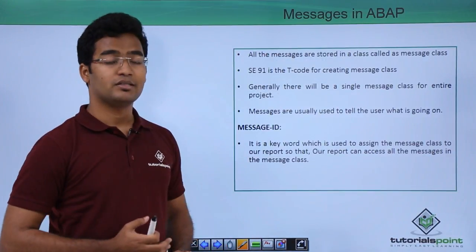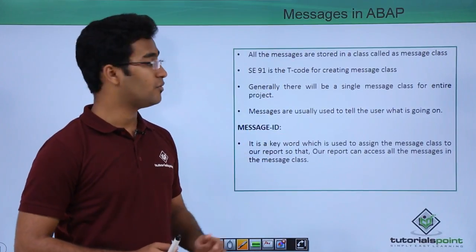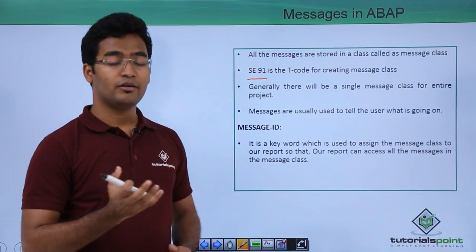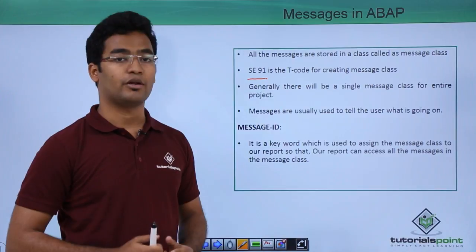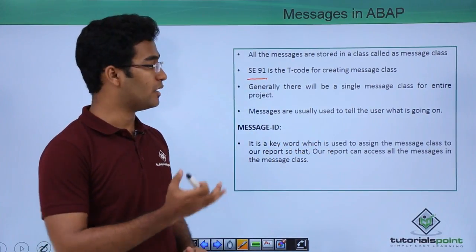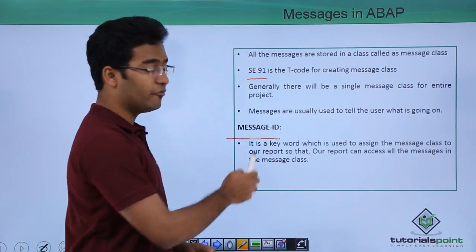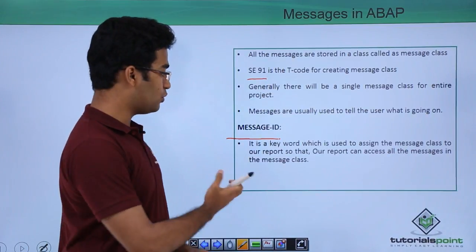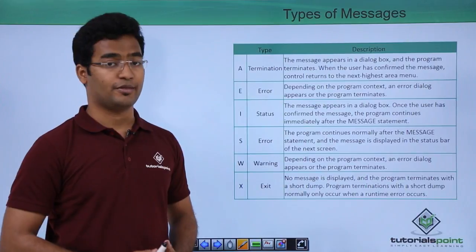All these messages are stored in a message class, and we can create these message classes by accessing the T code, that is SE91. Generally there would be a single message class for a single program, and the messages are usually used to tell the user what is going on exactly. There is this MESSAGE-ID, which is a keyword that is used to assign a simple message class to our reports. So let us see what are the different types of messages.